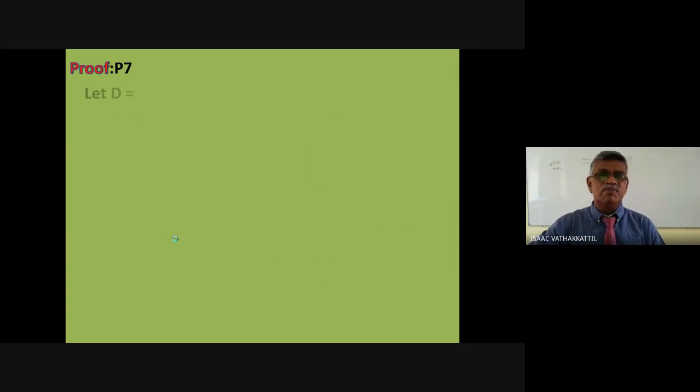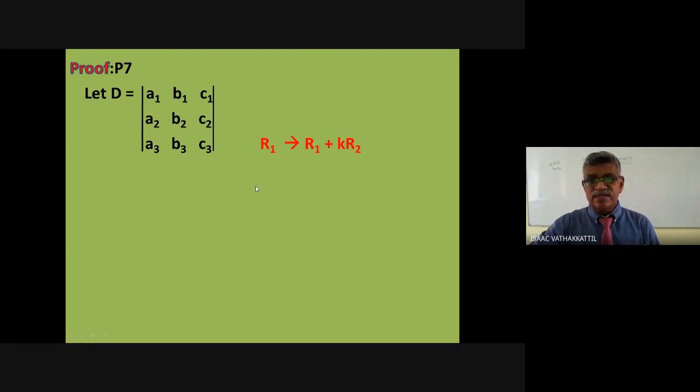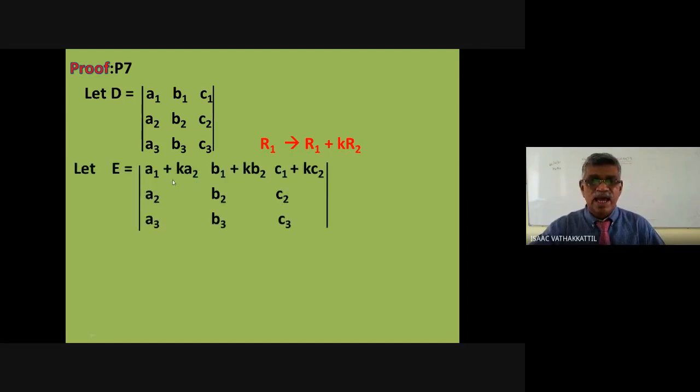Let us see a simple proof for this. Let me have a determinant whose value we know. And I am going to add K R2 to R1. This notation, R1 changes to R1 plus K R2, means K R2 is added to R1. R2 is not changed. R1 is A1 plus K A2, B1 plus K B2, C1 plus K C2. The rest as it is.